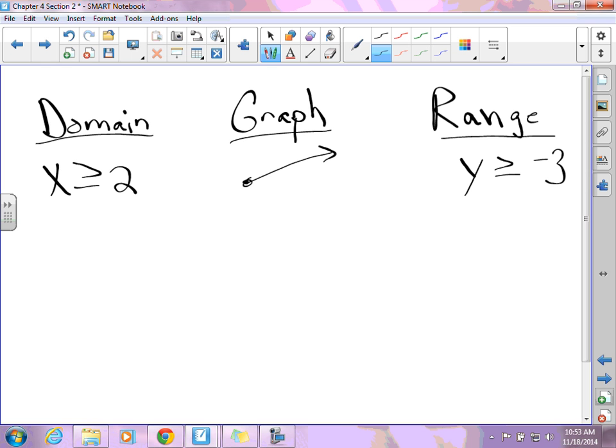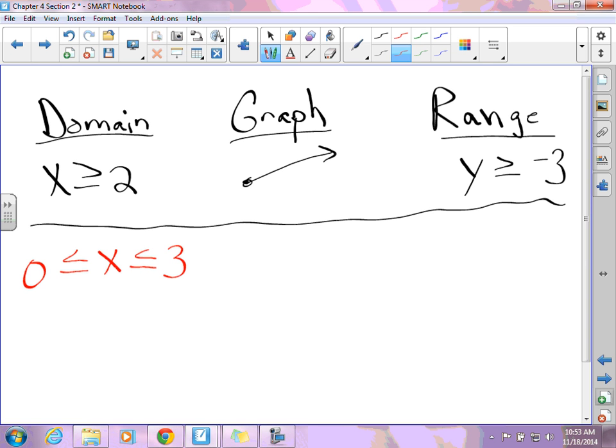When your domain looks like this, your graph is going to be a line segment. You're going to have a stop and a start. And your range is going to kind of mirror it. Not your numbers, but the inside is going to mirror it. Let's write it down.